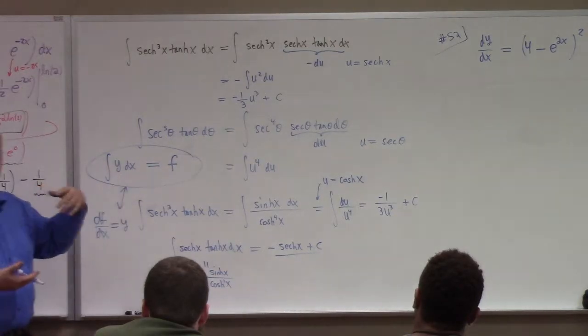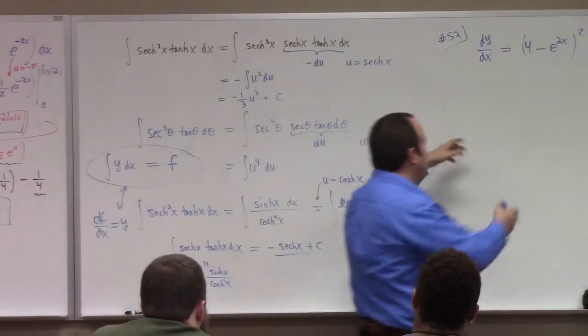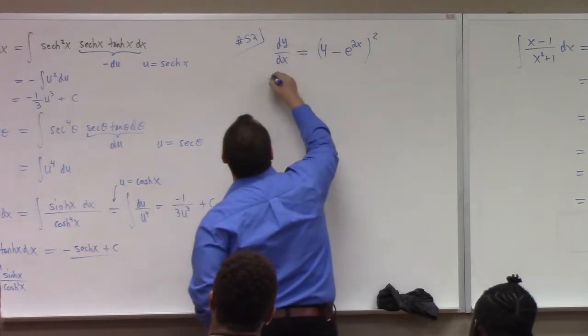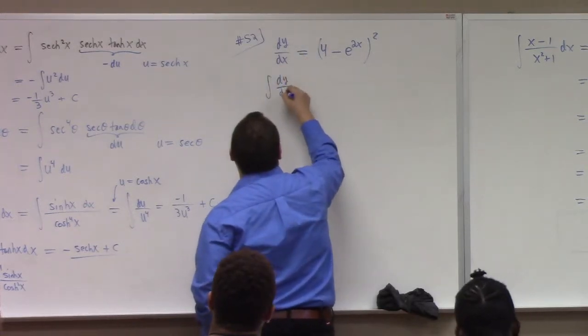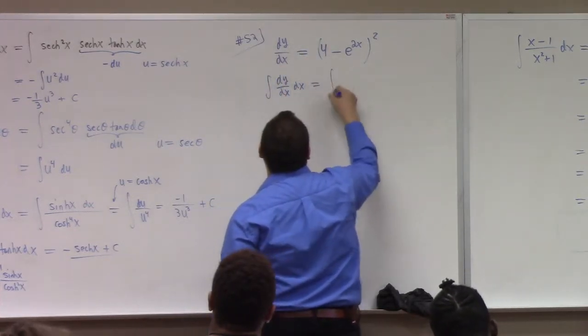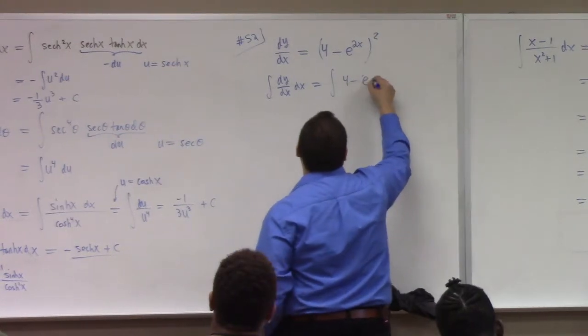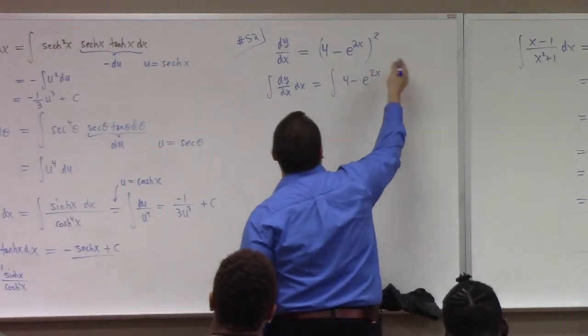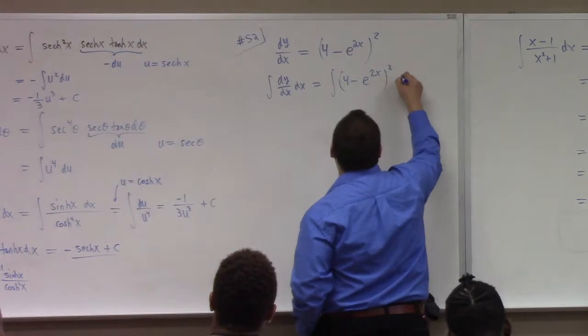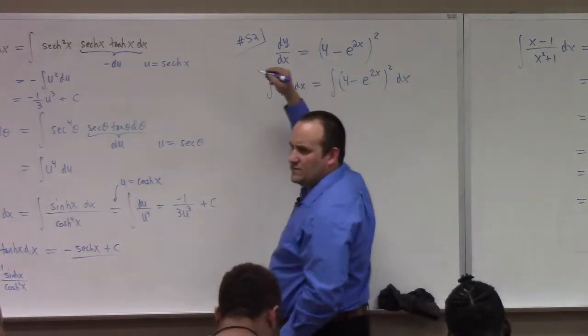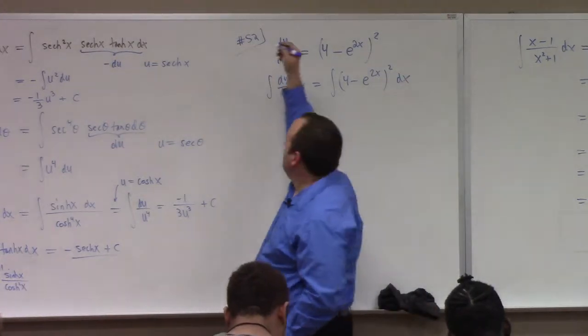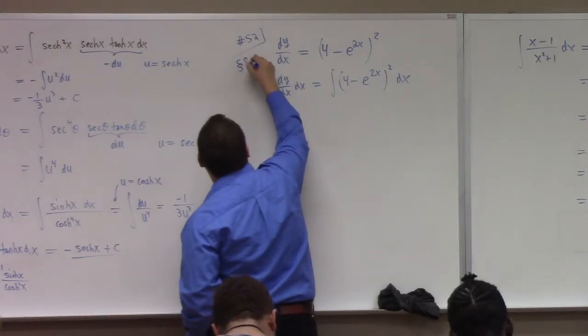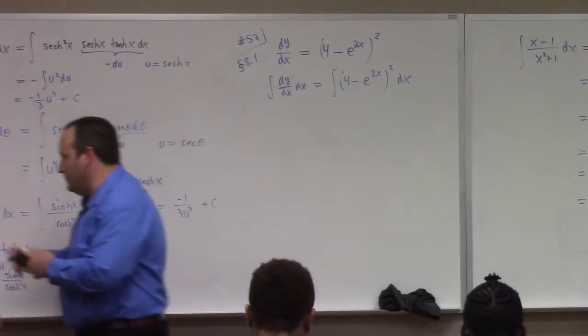So you just gotta integrate both sides. So the integral of dy dx is equal to the integral of 4 minus e to the 2x, which is kind of scary, dx. Number 50, what section? This was from 8.1, was it? Yes. I should have written that. Sorry about that.